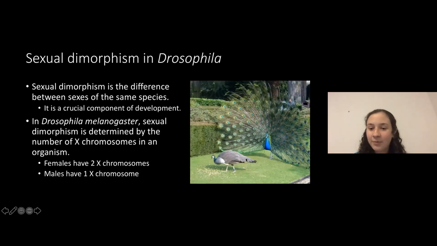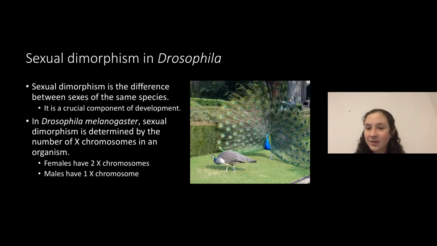So you can see how important it is in a species like peacocks, where the male develops so differently from the female. And in Drosophila, the male develops differently from the female too. And it's determined by the number of X chromosomes in the organism. And so if there are 2 X chromosomes, the fly will develop as a female. And if there's 1, it will develop as a male.